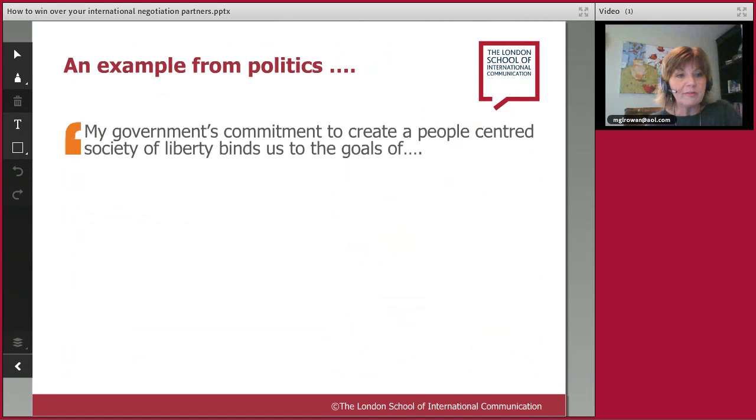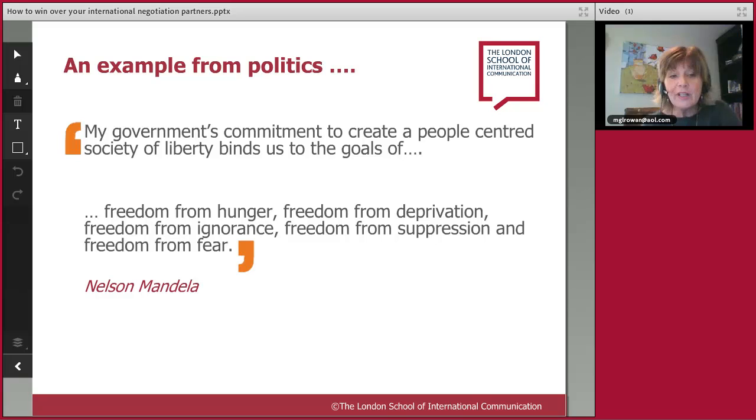So here's an example from politics. "My government's commitment to create a people-centered society of liberty binds us to the goals of." Now at this point, you could all be forgiven for thinking it was towards achieving goals, until you hear the rest. "Freedom from hunger, freedom from deprivation, freedom from ignorance, freedom from suppression, and freedom from fear."